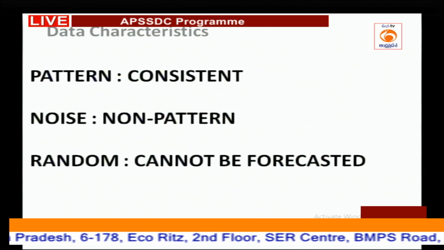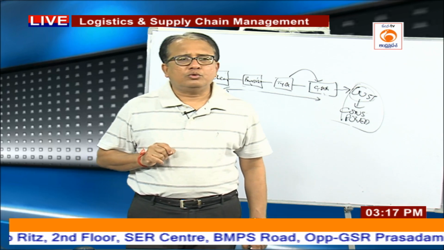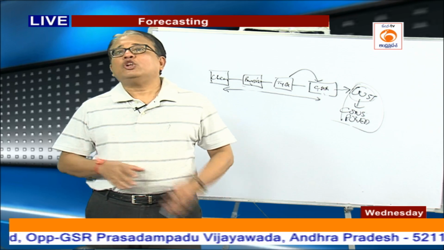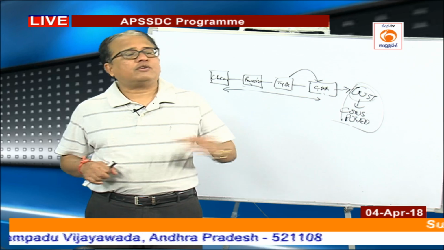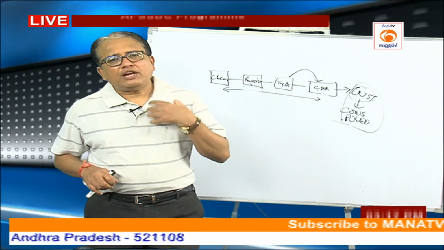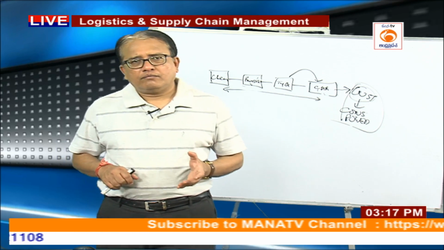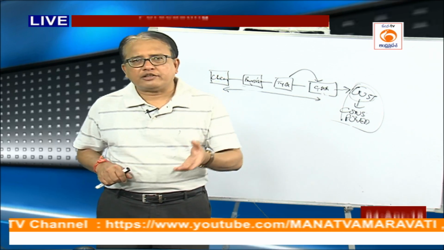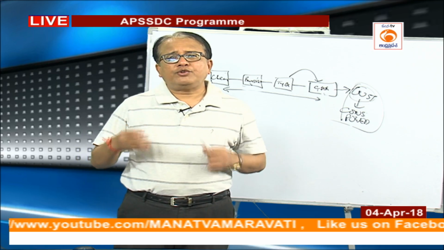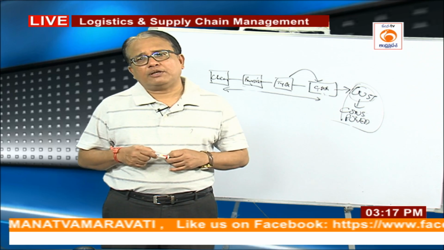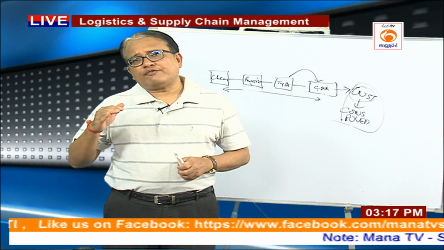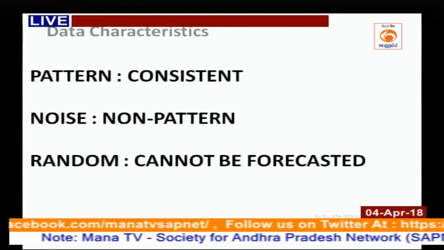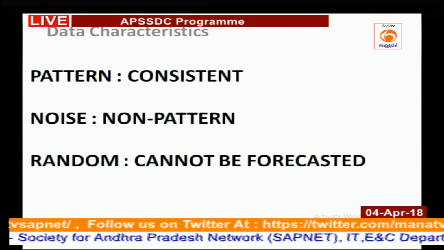Before that, I would like to draw your attention to some data characteristics. Now, when you talk of quantitative forecasting, not qualitative forecasting, we are using a lot of data to predict our sales or demand for the future. Now, there are three types of data available. Data has three types of characteristics. One is a pattern, one is noise, and one is called random. Very important. Now, what is pattern?